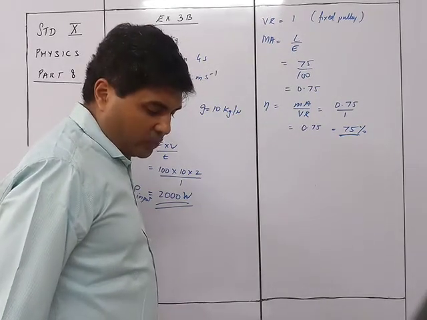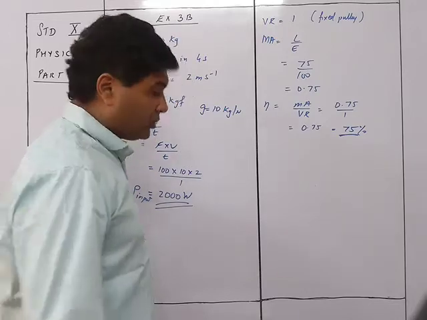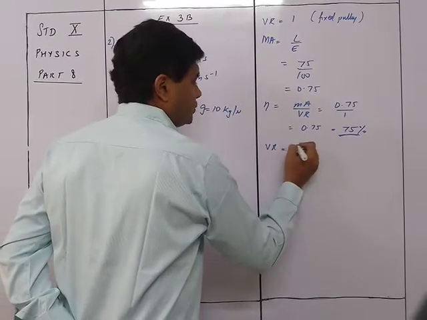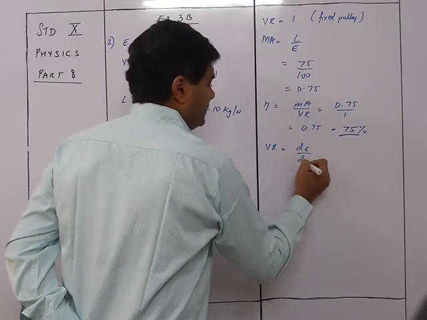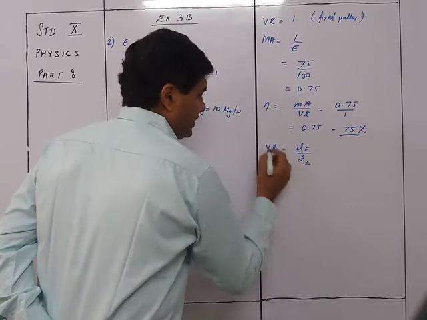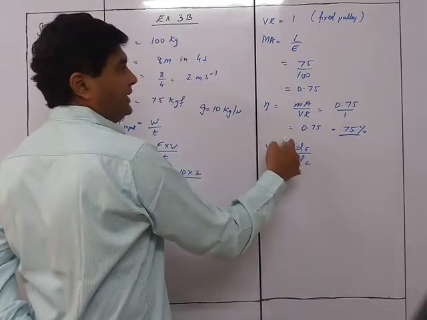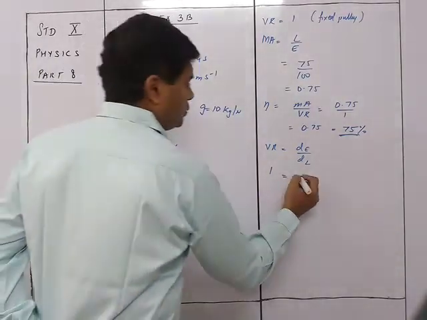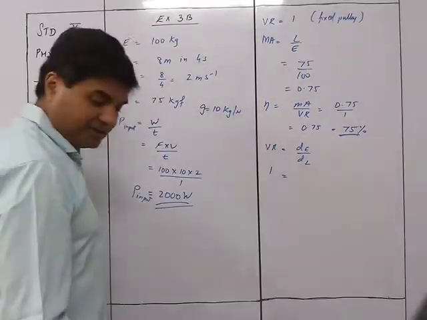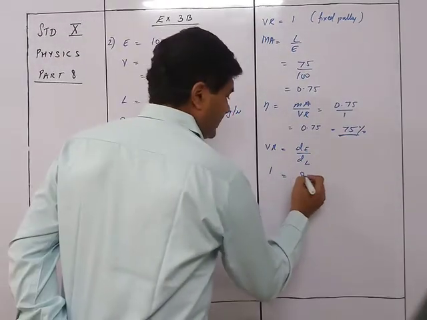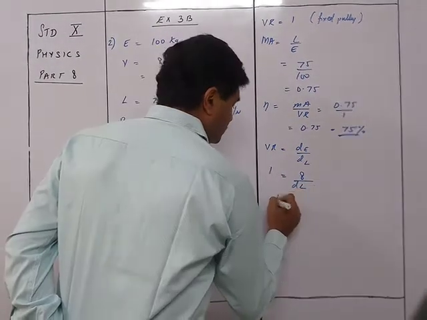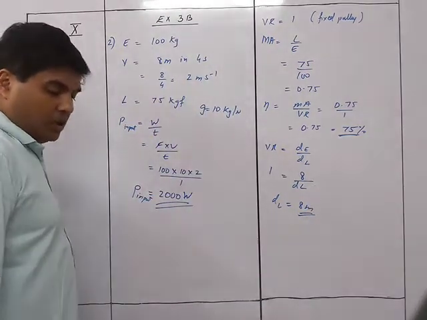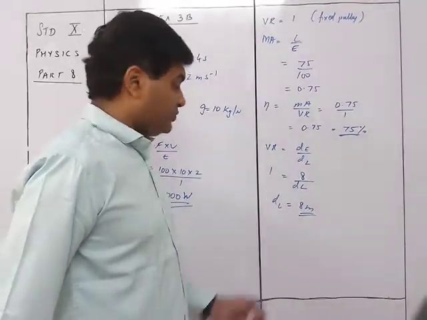And finally, the height to which the load is raised in 4 seconds. So for the height, we know that VR is 1. So VR is equal to dE upon dL. Because it is dE upon dL and we know that VR is 1, dE we know is nothing but 2 meters per second. So it is 2 meters. In fact, they asked in 4 seconds. So it is 8 meters. This is the effort. So dL will be equal to 8 meters. So that will be the distance traveled by the load, where the height to which it is going to be raised will be 8 meters.